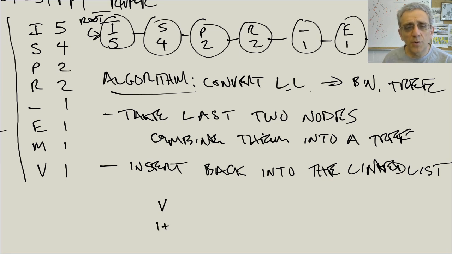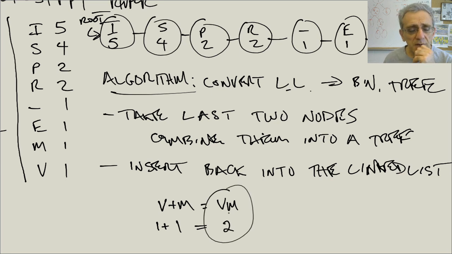And then what we're going to do, let's go plus plus, and now we can get rid of that last one. And then we can take the next last one, which is M, and we'll use string concatenation for that, and we'll take its value. And so this is going to equal VM, and that's going to equal 2. And that's going to be our new node that we're going to insert back in.